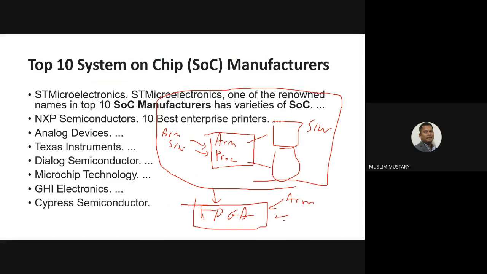So the homogeneous and heterogeneous. You need to know when you can use heterogeneous and when you can use homogeneous, what the things involved in homogeneous and heterogeneous are, and what the differences are.